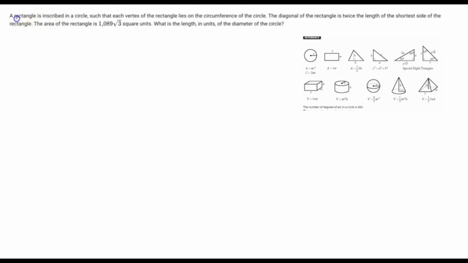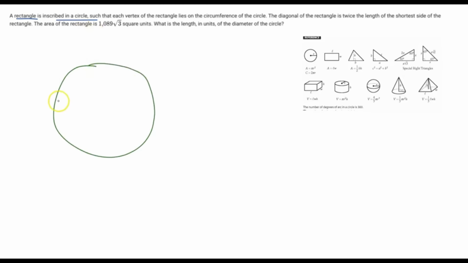So it says a rectangle is inscribed in a circle such that the vertex of the rectangle lies on the circumference of the circle. All right, first let's just draw this out, right? So the first thing you have to do with these geometry problems is interpret them. And there's all this weird wording there, but as long as you just take it step by step, word by word, you'll be fine. So the rectangle is inscribed inside of a circle.